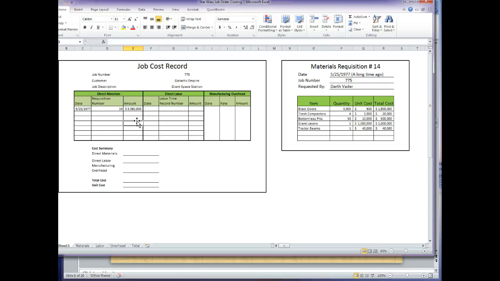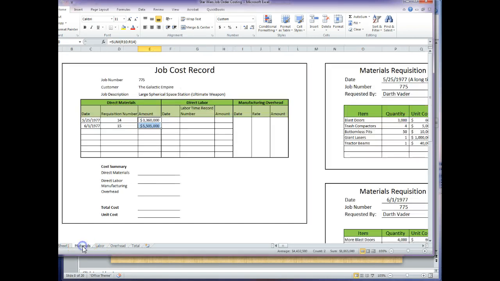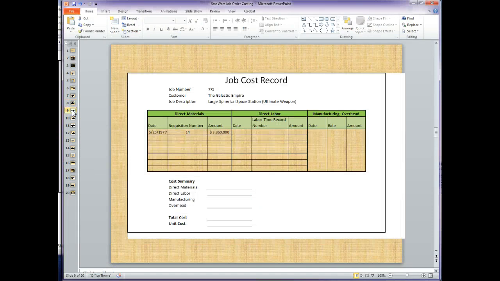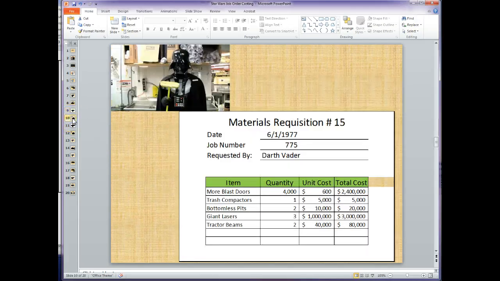Okay, so I am done with that, and so far so good. We'll get to this one in a second. Next. Oh, and there it is, and that's what it looks like. Perfect. And a slightly different name here: Large Spherical Space Station, Ultimate Weapon.